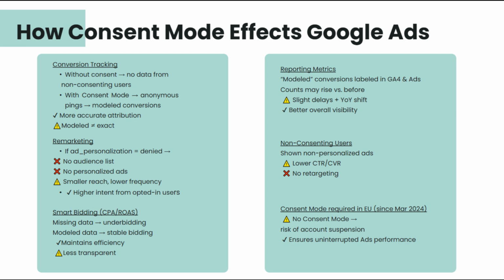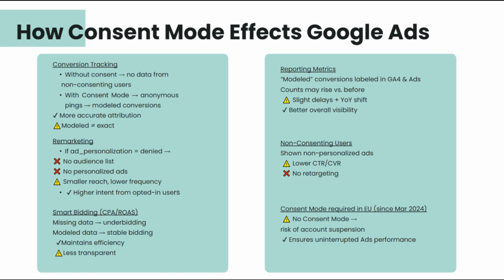So, think of consent mode as a necessary adaptation that helps your Google Ads machine keep humming in a privacy-first world. Finally, communicate these changes internally. Your marketing team should know that, hey, our conversion numbers might now include some modeled data, which is good because it's closer to reality, but let's understand what that means. Also, if remarketing performance is down, it's not necessarily the campaign manager's fault. It's the new normal given user choices.